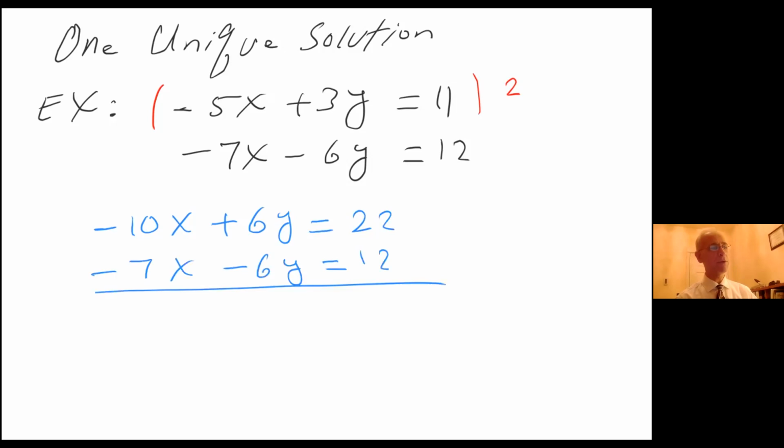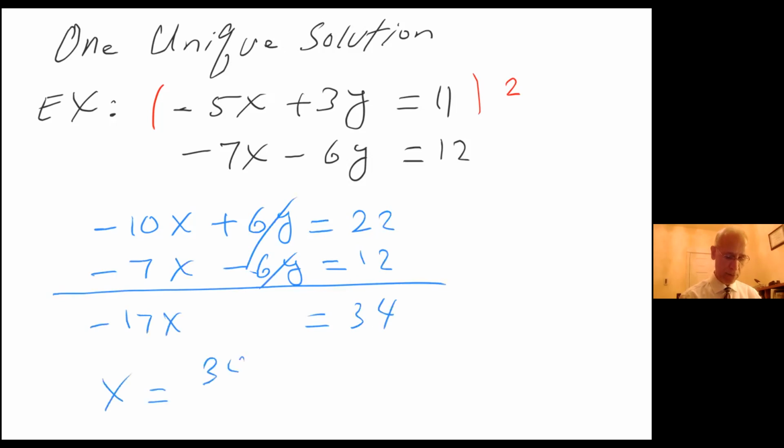Now I add them together, I get negative 17x. This cancels, equals 34. So divide both sides by negative 17, and x equals 34 divided by negative 17. That gives me negative 2.